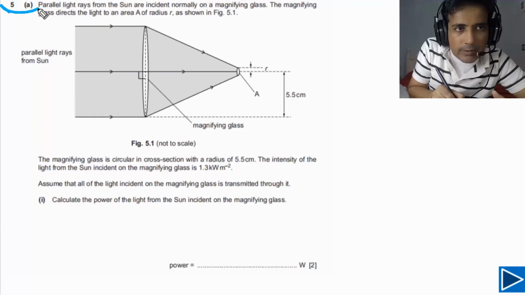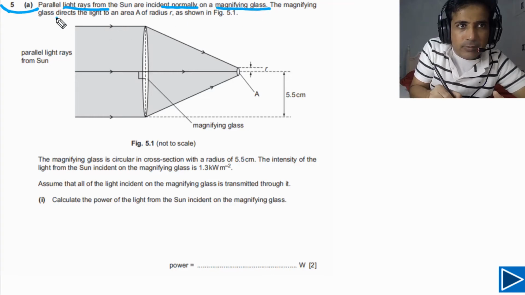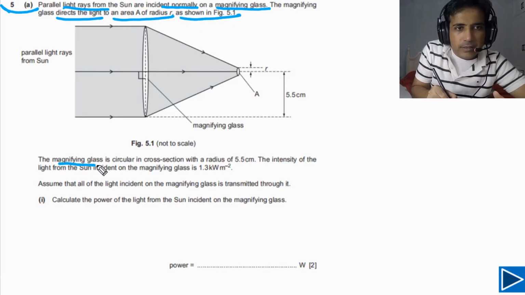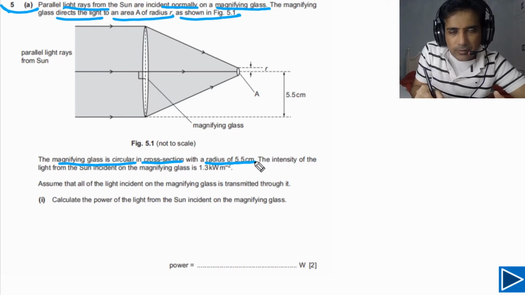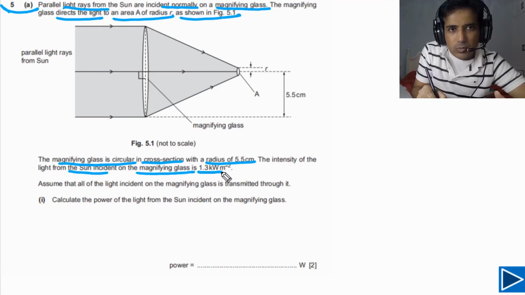For question number 5, part A, it is given to us that light rays from the sun are incident normally on a magnifying glass. The magnifying glass directs the light to an area of radius r as shown in figure 5.1. The magnifying glass is circular in cross section with a radius of 5.5 centimeters. The intensity of the light from the sun incident on the magnifying glass is 1.3 kilowatts per meter square. Assume that all of the light incident on the magnifying glass is transmitted through it.